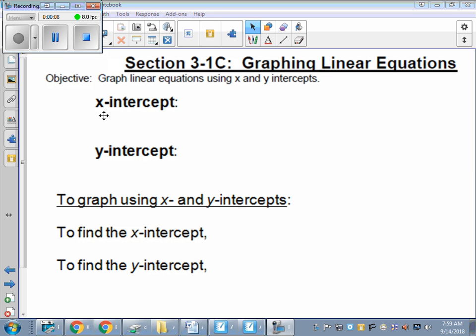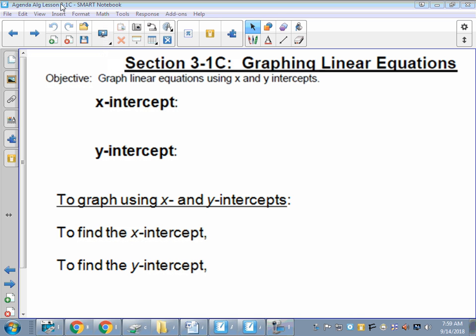Section 3.1c, graphing linear equations. As you know, we've been splitting section 3.1 into three different sections because there's a lot of different things to cover and a lot of different ways to do these. In this one, we're going to graph linear equations, which you've been doing with t-tables and value tables. Today, we're going to use x- and y-intercepts to do it, showing you a different way. You can always use your value tables, but some of you might find this way a little bit easier.